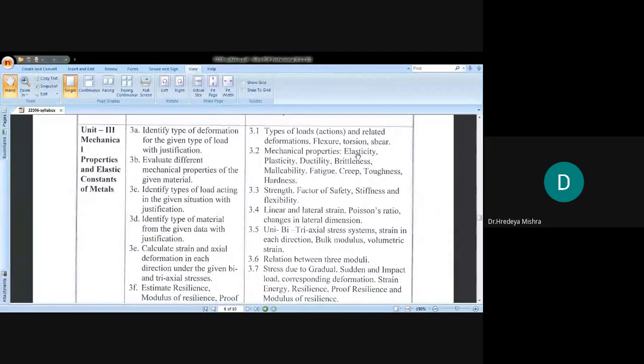So the answer is rubber. Rubber is the most elastic material, because when we apply a tensile load on the rubber, what happens? It deforms very fast, but when we release the load, rubber gets its original shape. Okay, but we are engineers.